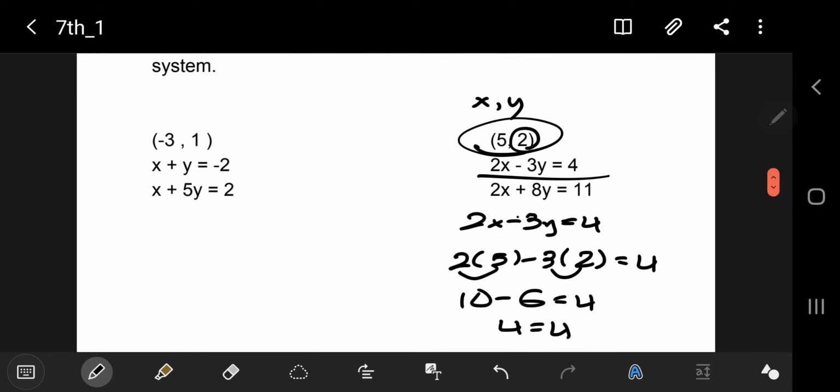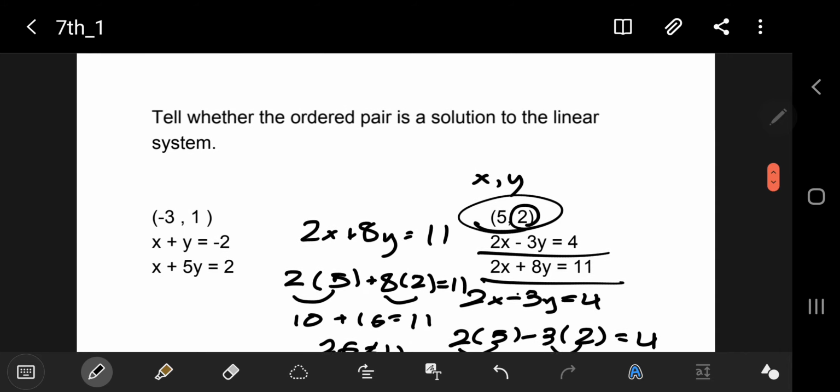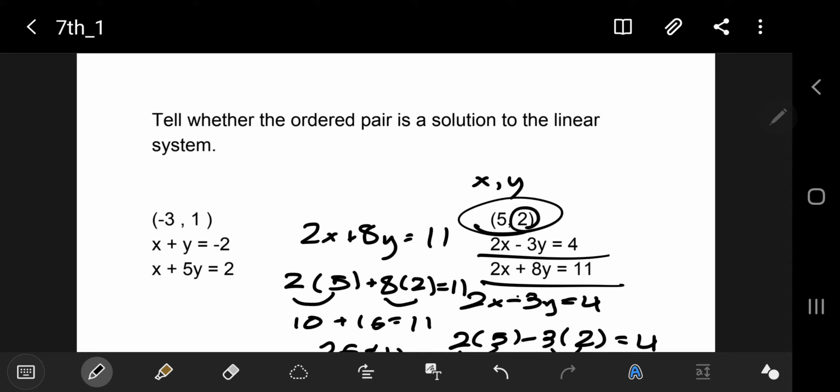Okay. Now let's try the other one. 2x plus 8y is equal to 11. 2 times 5 plus 8 times 2 is equal to 11. 2 times 5 again, 10, plus 8 times 2, 16, is equal to 11. No, because 10 plus 16 is 26. Okay, so it does not equal 11. So this ordered pair over here is not a solution.